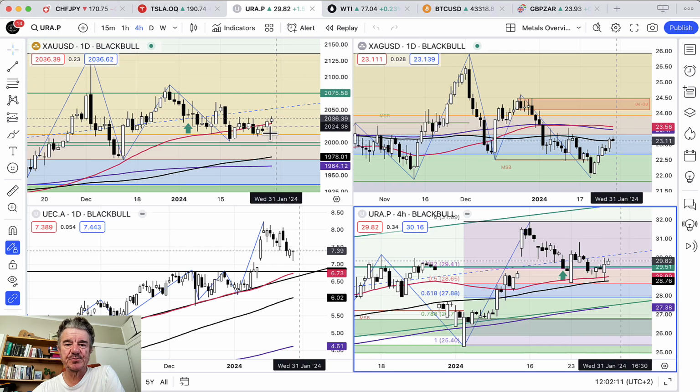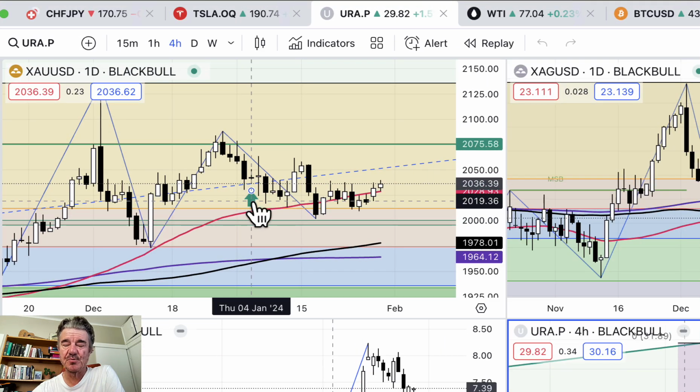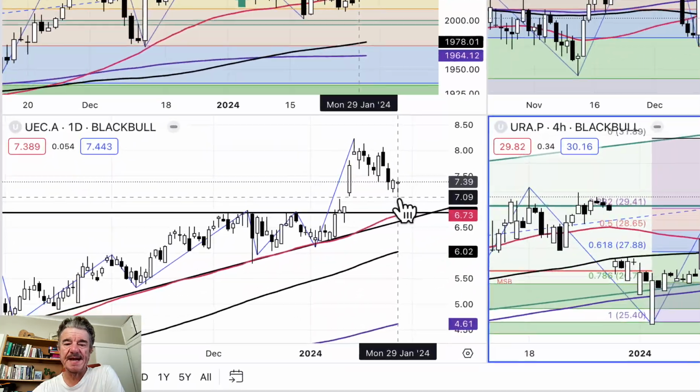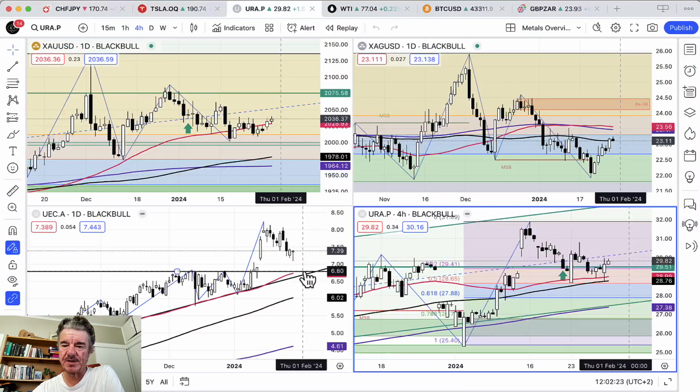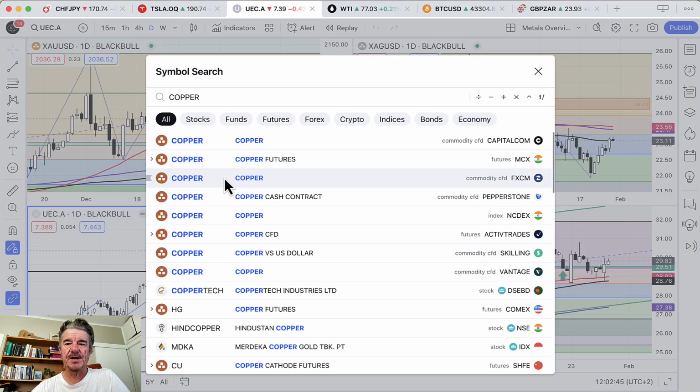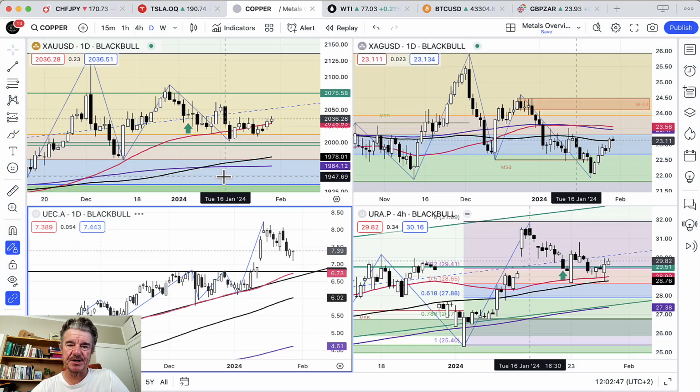All right, on metals, we're long on gold from quite a long time ago, more than a month now, and that's holding up quite well. We have nothing on silver. We're looking to buy UEC on dips down to the support level, and we're long on URA, and that's looking pretty good. There's our long entry price. The only other metal I want to point out is copper. We did take a short trade on copper.